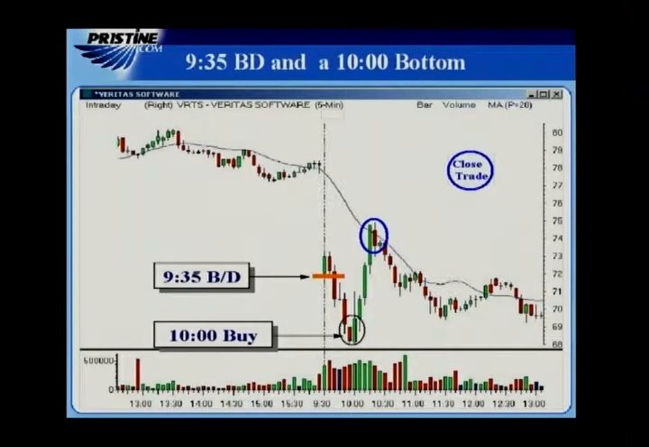Now, you can't see the times on this chart, but this stoppage at the declining 20-period moving average occurred at exactly 10:30 or around 10:30 Eastern Standard Time.